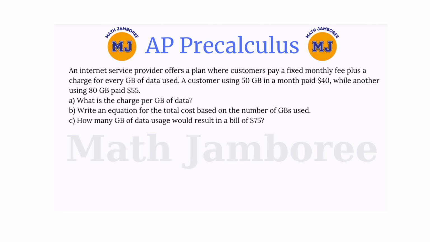We have another AP Precalculus type of question from the topic of Analytic Study of Lines. Let's solve it together. An internet service provider offers a plan where customers pay a fixed monthly fee plus a charge for every gigabyte of data used. A customer using 50 gigabytes in a month paid $40, while another using 80 gigabytes paid $55.